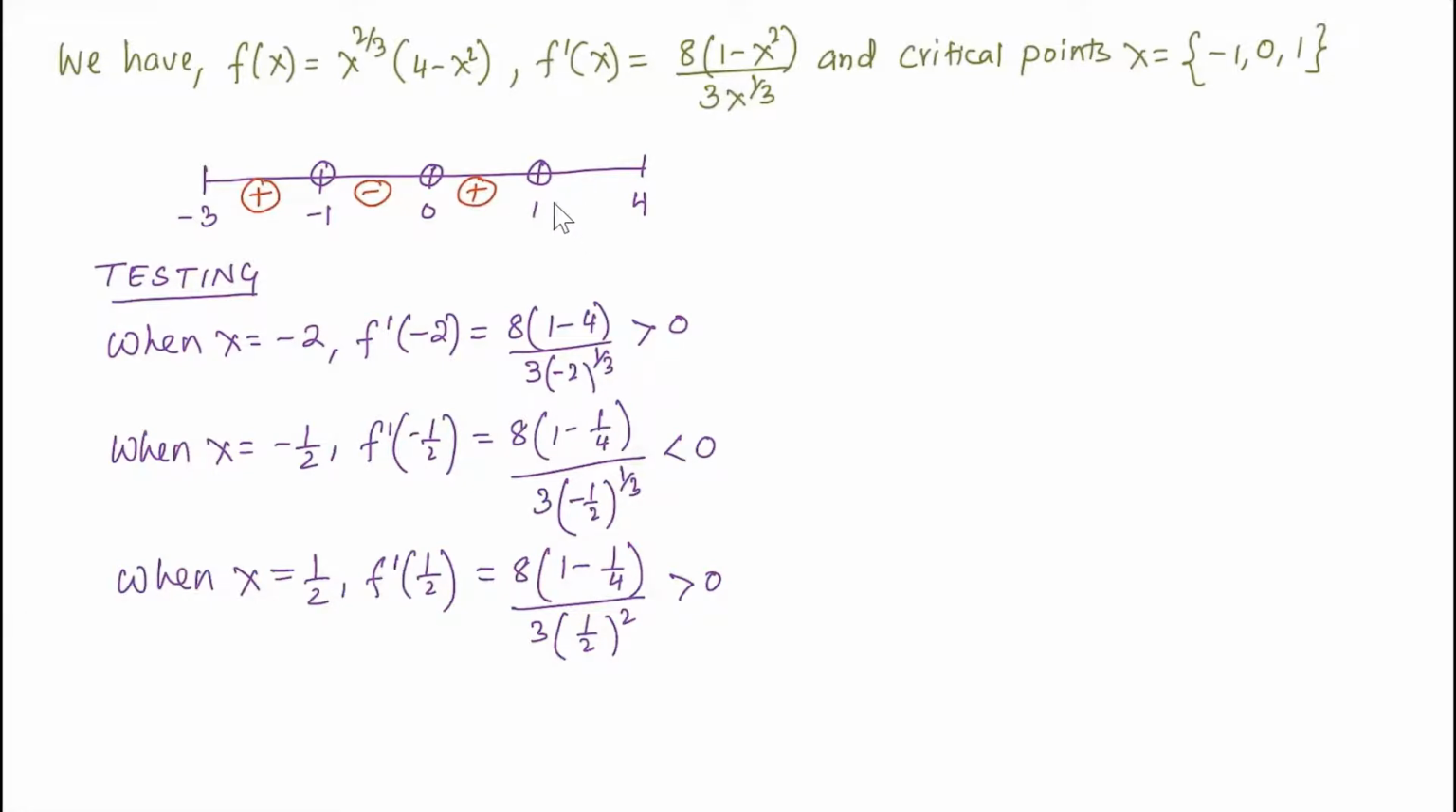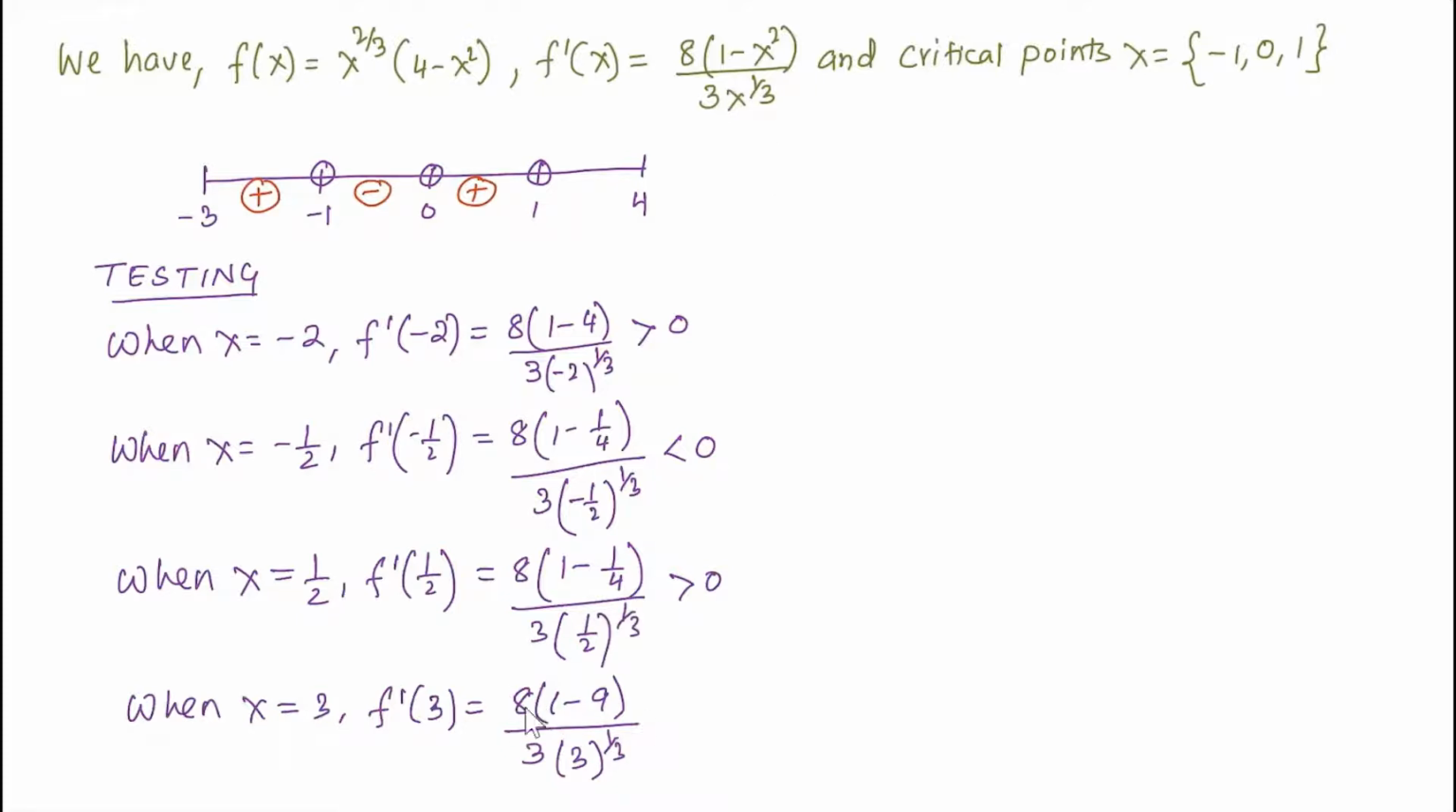Now in the last interval from 1 up to 4, I can plug in 3. When x equal to 3, the first derivative will be equal to 8 times 1 minus 3 squared is 9. And then 3 times x raised to 1/3, that is 3 raised to 1/3, because our power is 1/3. So everywhere we raise the power 1/3.